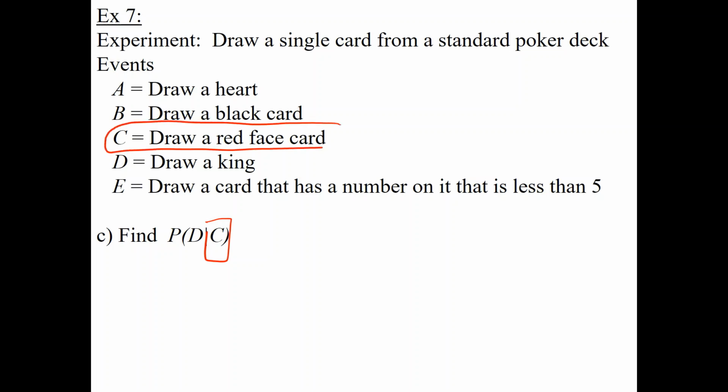As soon as you tell me that, I know what my new sample space is. I know it's got to be a red face card. So it's a jack of hearts, queen of hearts, king of hearts. Those are the heart red face cards. And then the jack of diamonds, queen of diamonds, king of diamonds. Those are all the red face cards. So I know for sure the bottom number is 6.